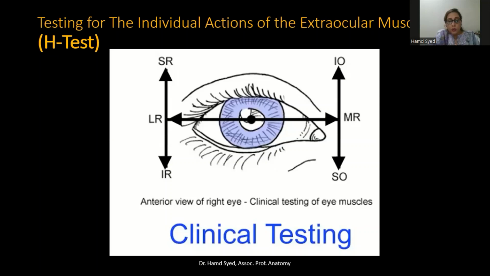Now, if we want to check the individual actions of the extraocular muscles, the clinician performs a test on the patient known as the H test, or we could say he makes an H sign. Now, how is this test performed and why is it called the H test? Well, if you look over here, just follow the pointer, starting from the neutral position or primary position, which is when the eyeball is looking straight forwards anteriorly.